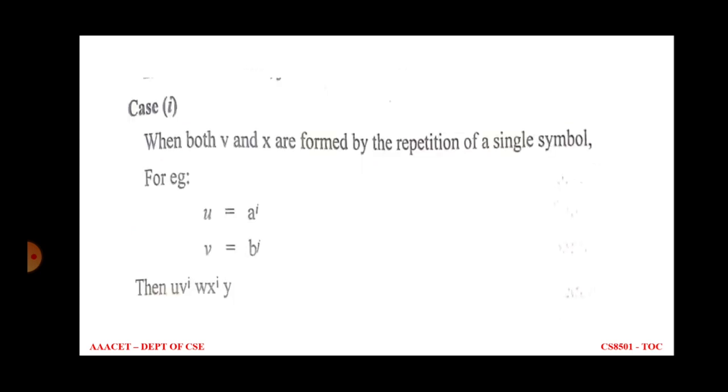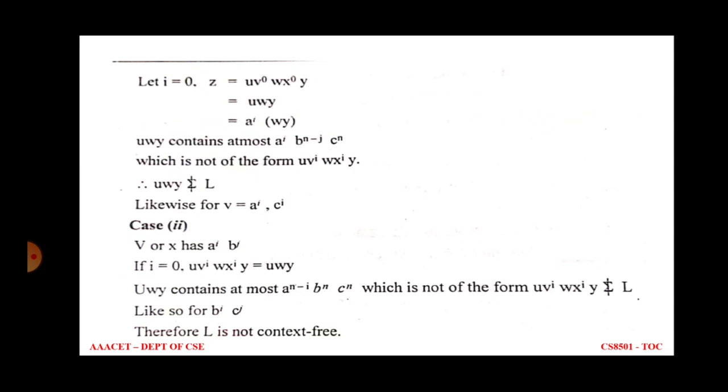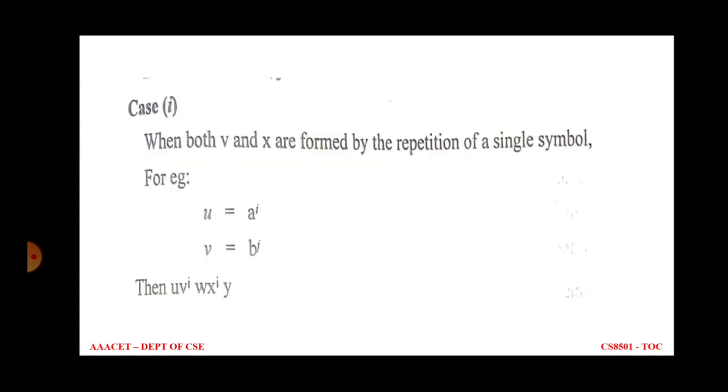v and x are formed by the repetition of a single symbol, that is u is equal to a^i and v is equal to b^i. Then in u v^i w x^i y, v^i and x^i have the repetition of any symbol, that is either a or b or c. So assuming i is equal to 0, z is equal to u v^0. This is the third condition.